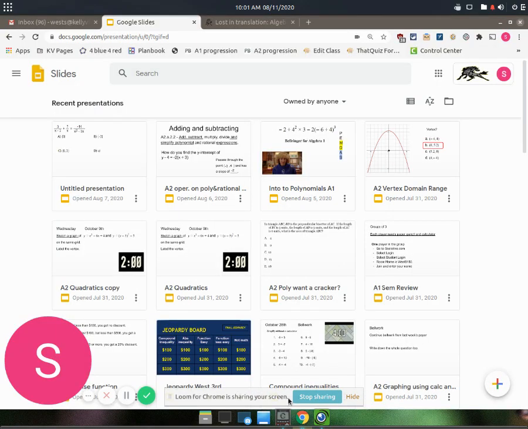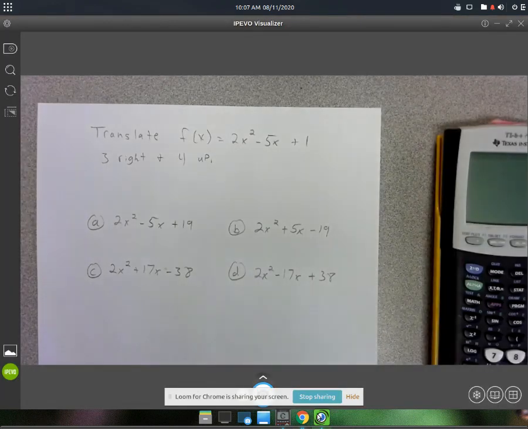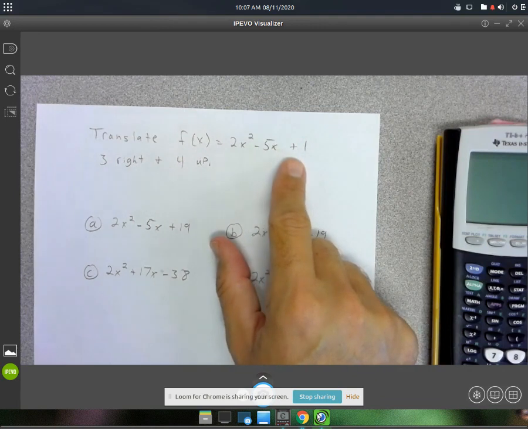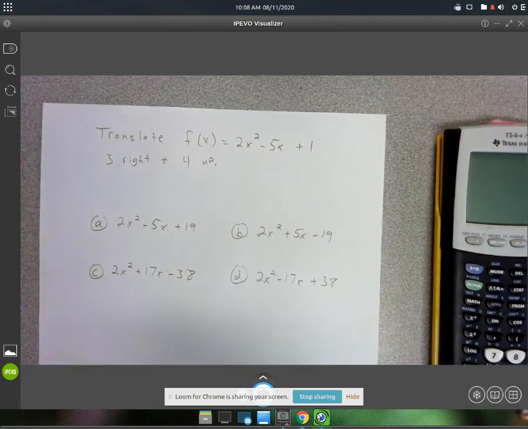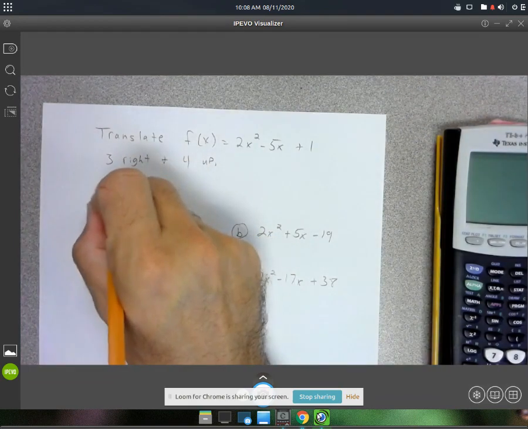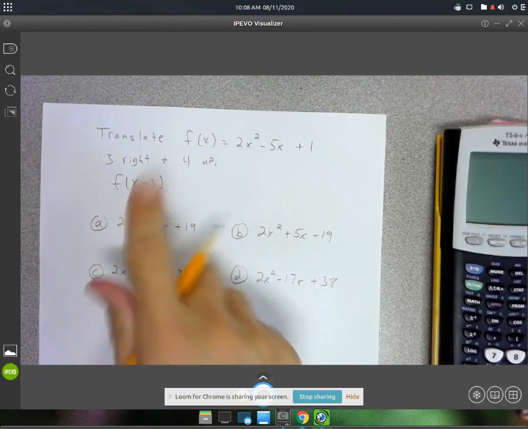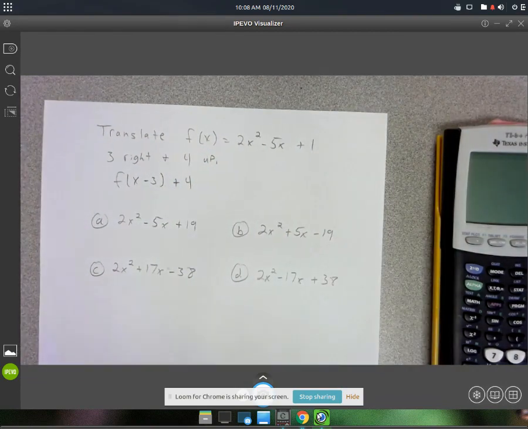All right, so I looked around for a multiple choice question and I didn't find one. So I just made one up real fast. So we're asked to translate f of x equals 2x squared minus 5x plus 1, 3 units to the right and 4 up. All right. So that's going to be f of x minus 3. That's 3 units to the right. And then 4 up would be plus 4 on the outside.